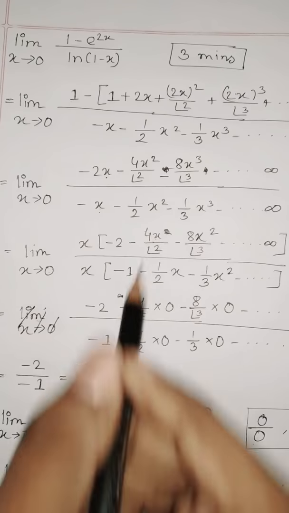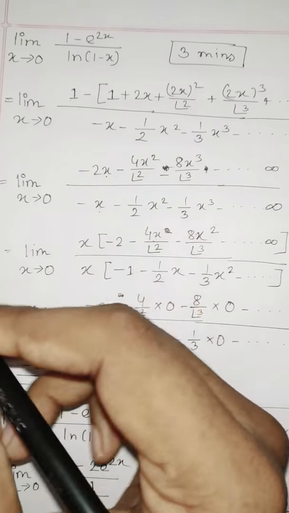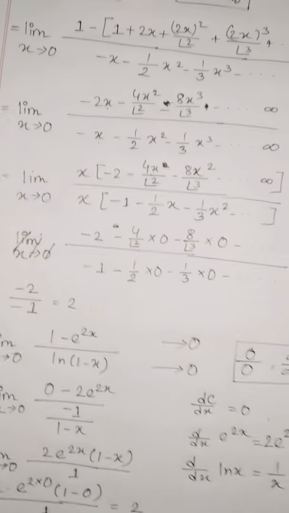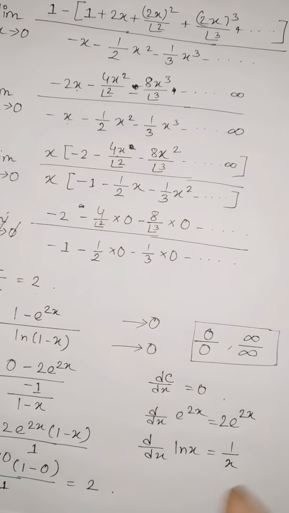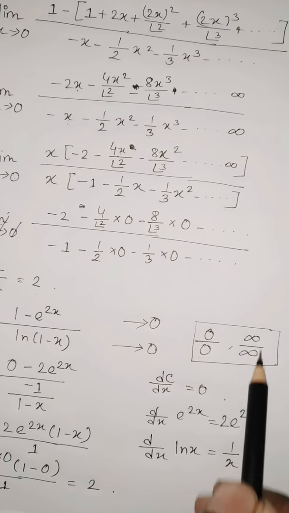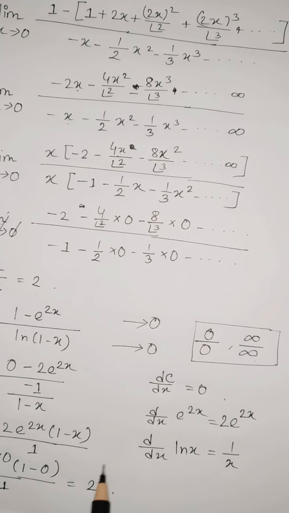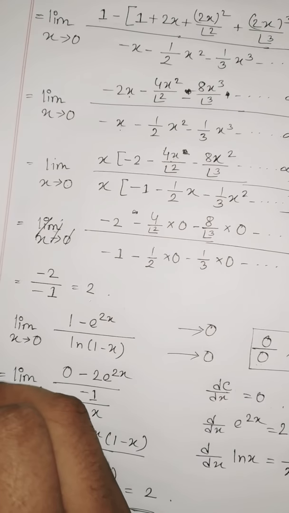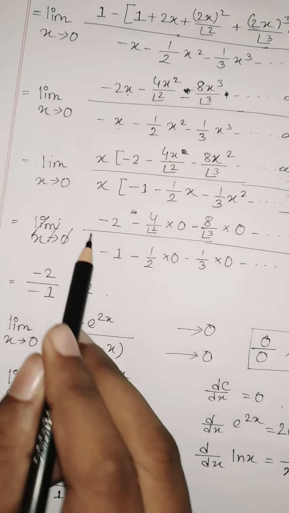So here we had to do a whole series expansion, and then we could come to the result 2. On the other hand, when we have 0 by 0 or infinity by infinity, we get the same result 2. That is quite easy and takes much less time.